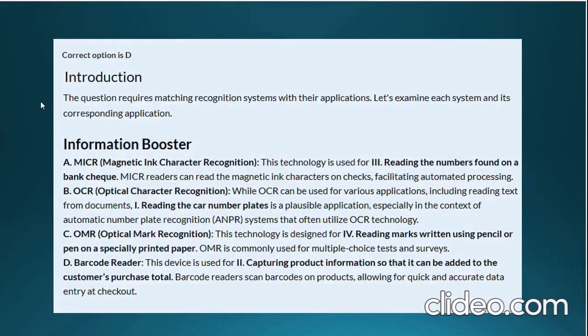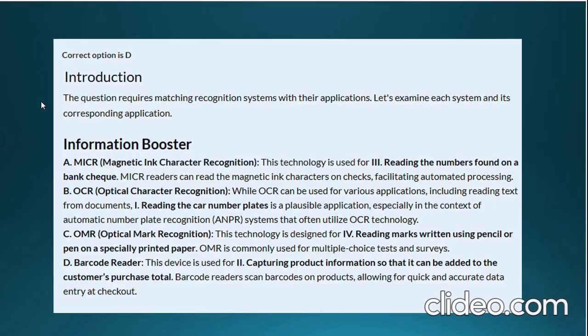So we have to match the recognition systems with their applications. The first option given, MICR, is magnetic ink character recognition. This technology is used for, that is option 3, reading numbers found on a bank check. MICR readers can read the magnetic ink characters on checks, facilitating automated processing.